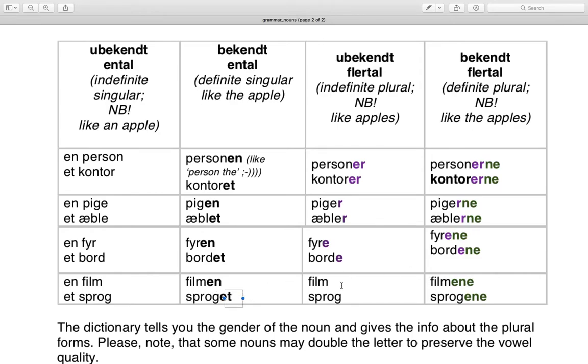And since it's a poor guy group, you don't have anything at the end of the plural indefinite. So I add an extra e, unlike in the previous three patterns, because otherwise it would be really difficult to pronounce. So I would say filmene, sprogene.